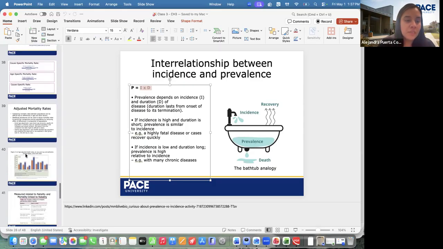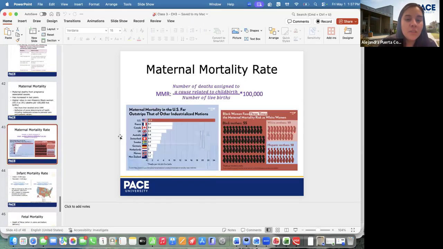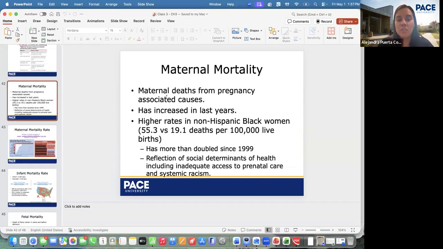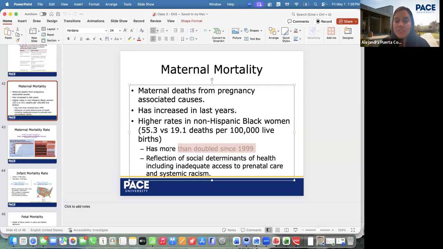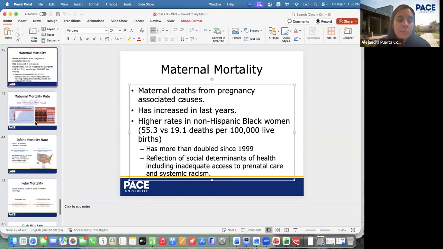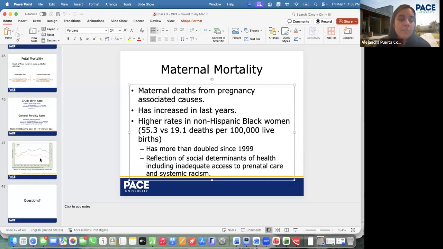Let's see. And then mortality, just maternal mortality rate. I will give you this formula, but know more about maternal mortality, like actual information about maternal mortality, okay? Who does it affect the most? What has happened with the rates? It has doubled since 1999, okay? And what does that mean for public health? Okay? Let's see. That's it.